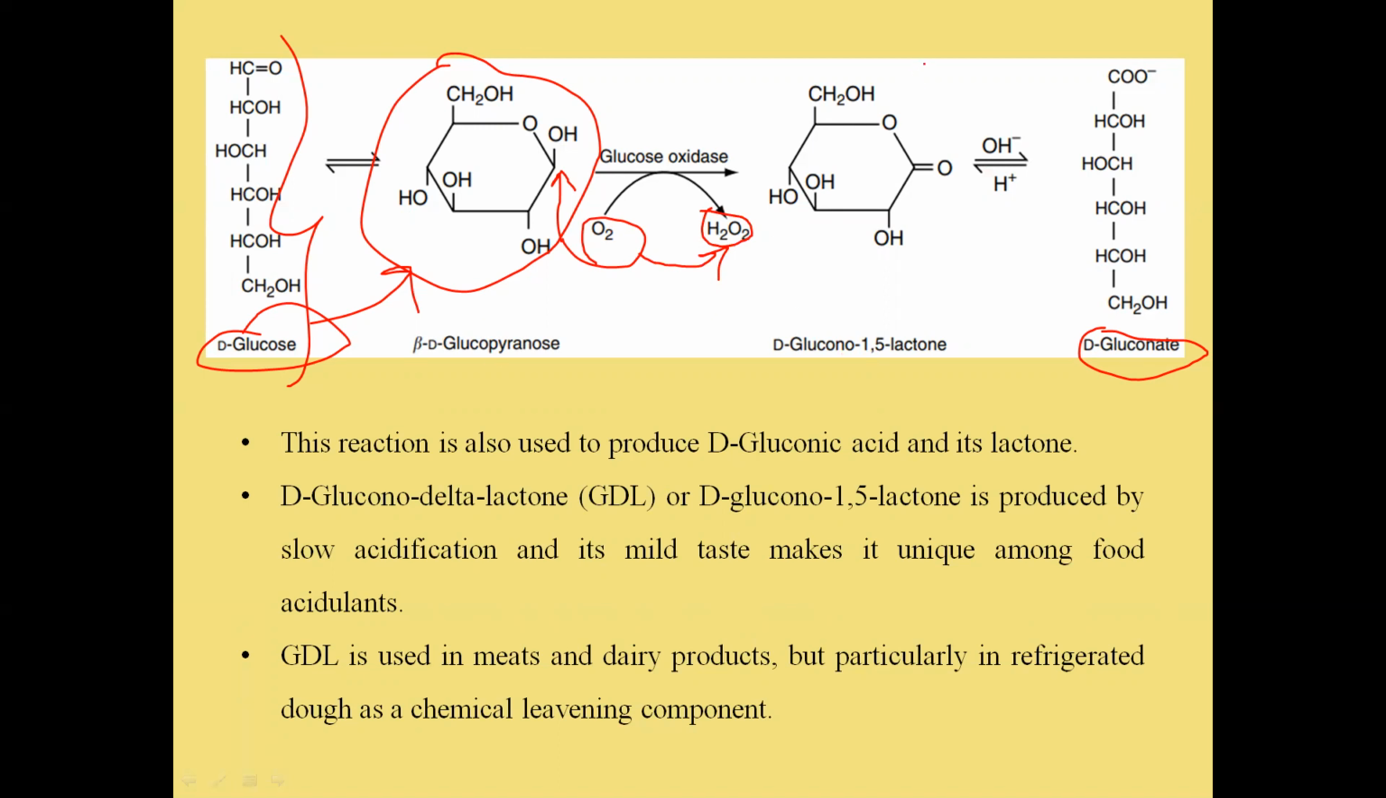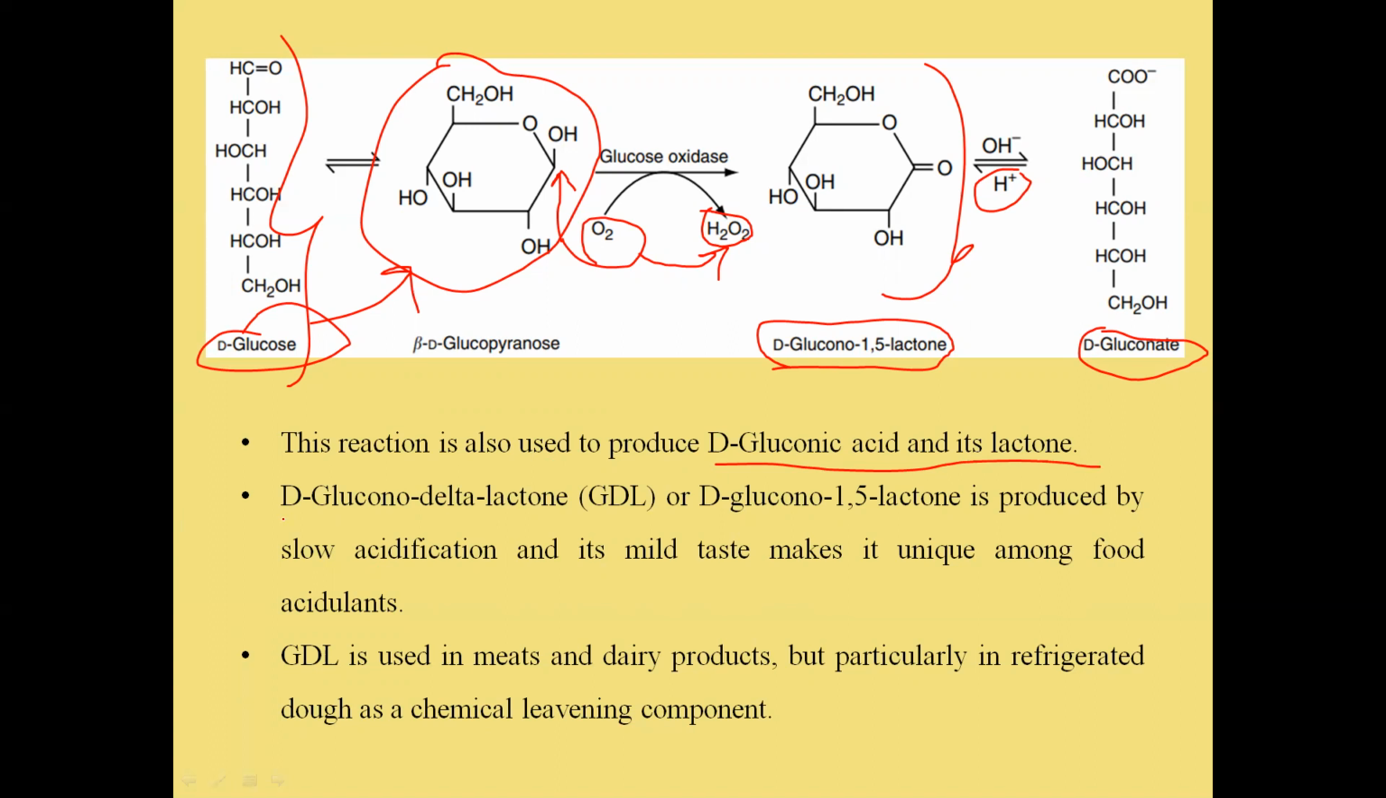So here the immediate product formed is a lactone, that is the D-glucono 1,5 lactone. On protonation of this lactone, the product formed is D-gluconate. So this reaction is the commercial reaction to produce D-gluconic acid and its lactone.